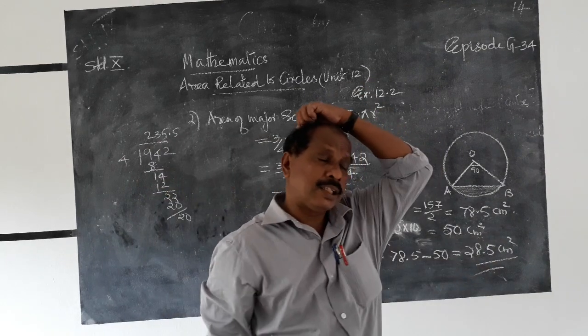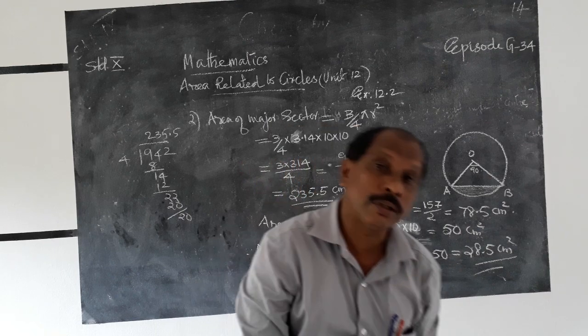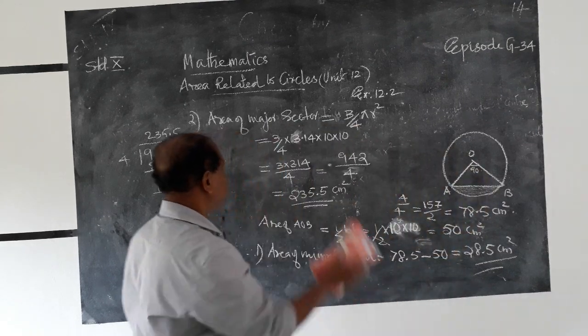That means minor sector is 1 by 4 of pi r square. Therefore, major sector is 3 by 4 of pi r square. That is the answer.